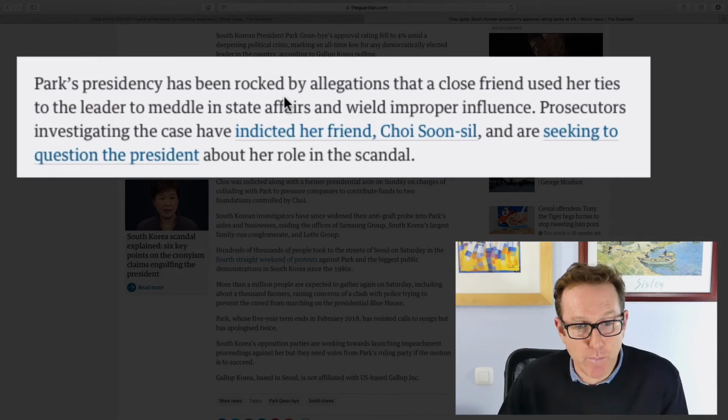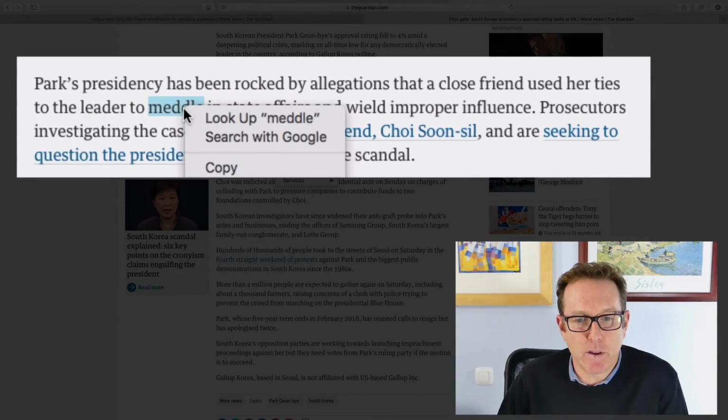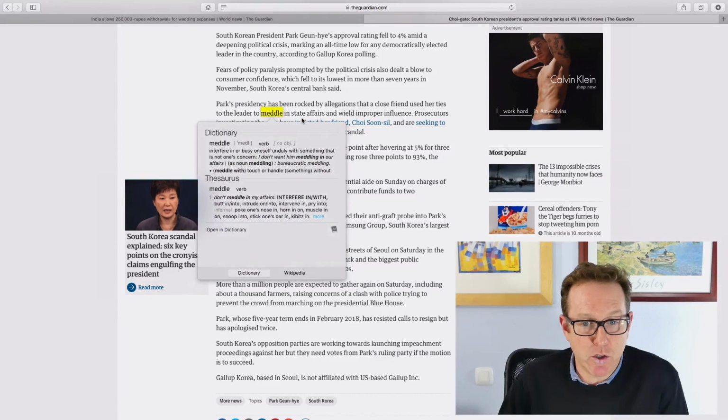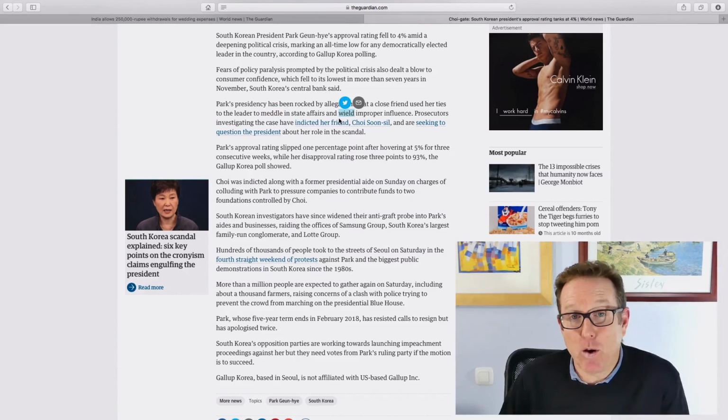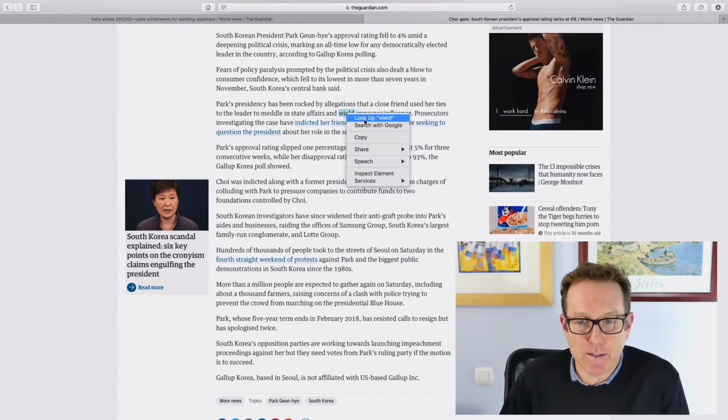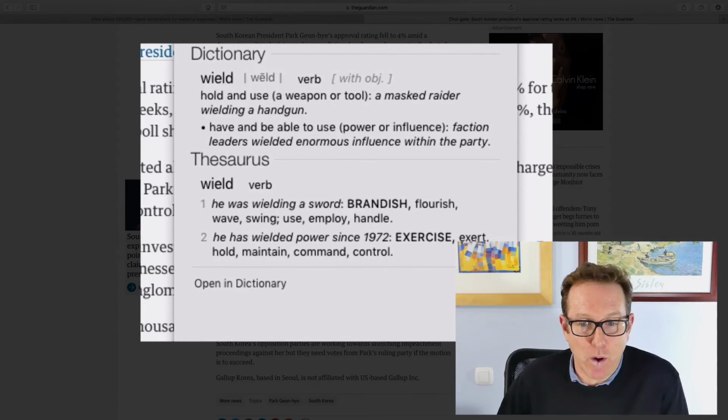Let's have a look. So, Park's presidency has been rocked by allegations that a close friend used her ties to the leader to meddle. Let's have a look at the meaning of to meddle. It means to interfere unduly with something that is not one's concern. So you meddle in somebody's affairs, okay? You meddle in them. And wield improper influence. Let's have a look at the meaning of wield. To have or to be able to use power or influence, okay? To have and use that power, to wield the power.